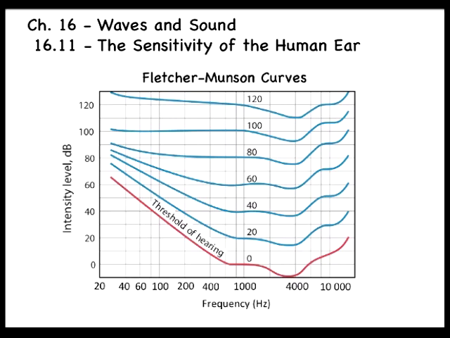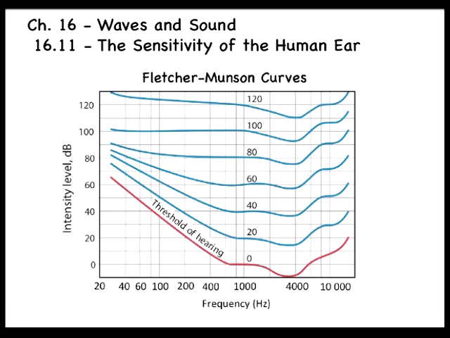Each curve on the graph represents a different loudness, and each is labeled according to its intensity level at 1000 Hz. For instance, the curve labeled 60 represents all sounds that have the same loudness as a 1000 Hz sound whose intensity level is 60 decibels. These constant loudness curves become flatter as the loudness increases, the relative flatness indicating that the ear is nearly equally sensitive to all frequencies when the sound is loud.